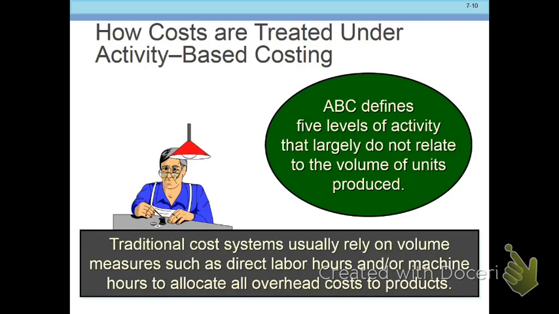Typically, when we look back at chapters 3 and 4, those were what we would call traditional cost systems. And in those particular cases, we were relying on volume measures such as direct labor hours or machine hours. Here, activity-based costing is going to have 5 levels that don't necessarily relate to the volume of units.